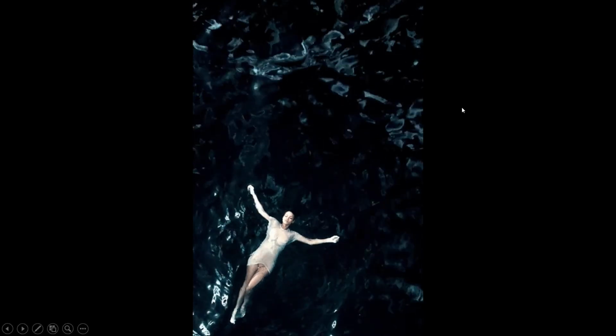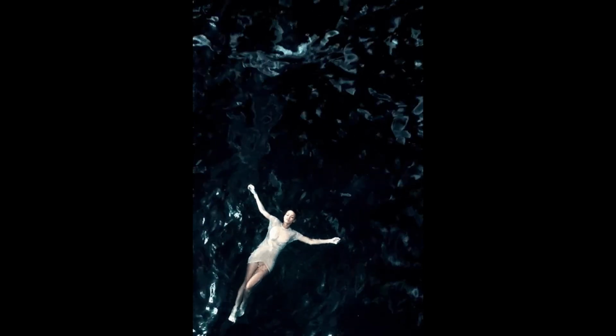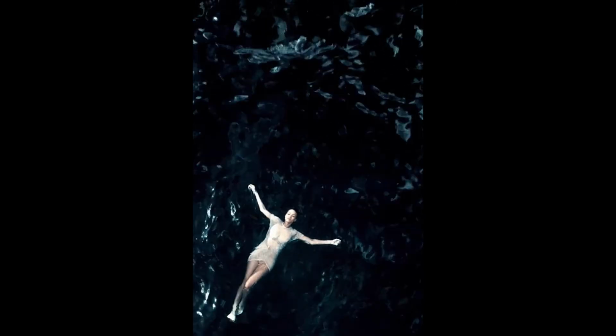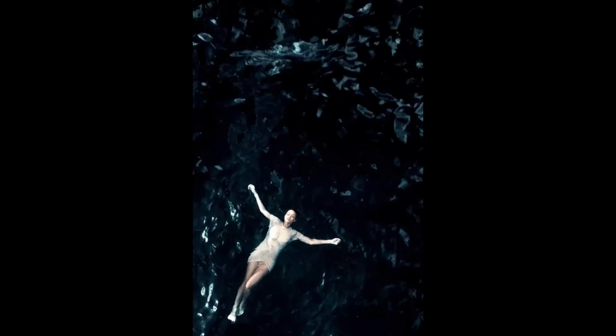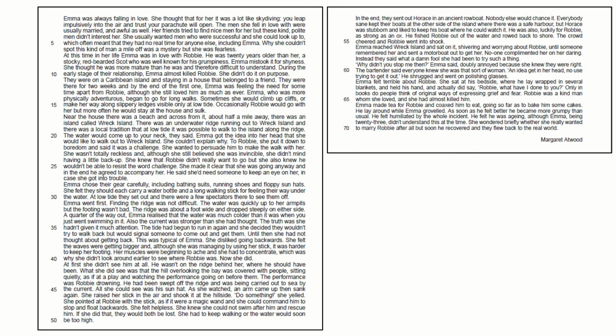Okay, hi everyone. This is the video just looking at last session, the impressions question, where we looked at Emma and Robbie on the island. Your task was to do the easy question, one bullet point question, and the impressions question, which is what we looked at last session. This extract was about a story set on a Caribbean island where the main characters Emma and Robbie are on holiday together.